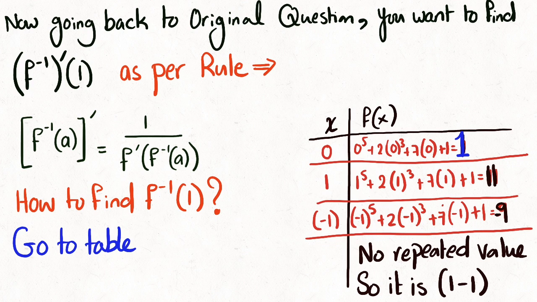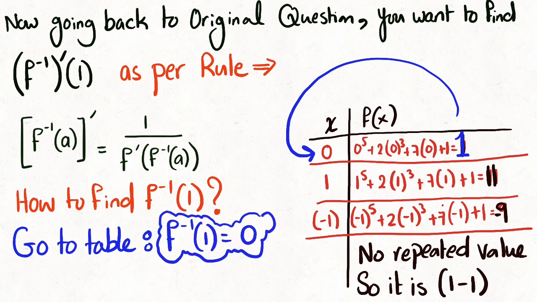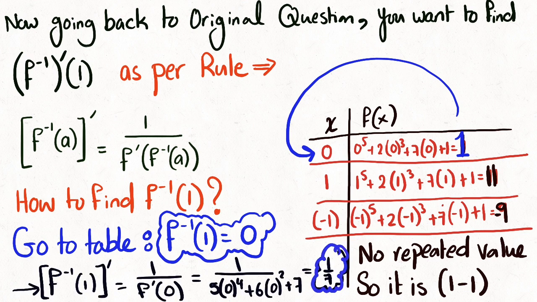I will check. I will discover it's happening at x equals 0. I want you to see how I'm doing this from the table that I'm showing in front of you. Thus, now I will discover that f inverse of 1 is equal to 0. I will take this 0 value and I need to replace it within the first derivative of f of x, and I will apply the rule. Thus, my answer should be 1 divided by f prime of 0, and if you replace it, the answer will be 1 over 7.